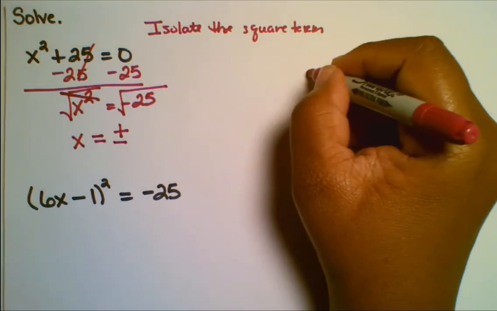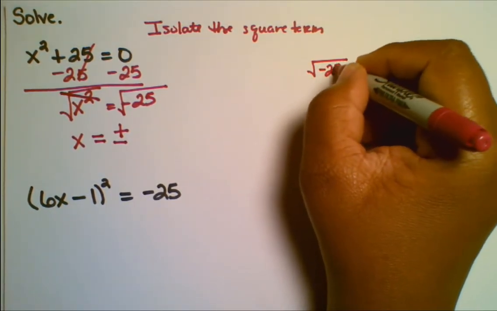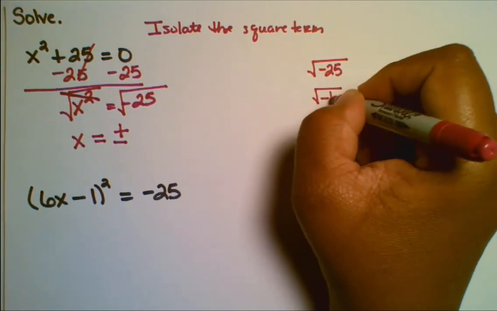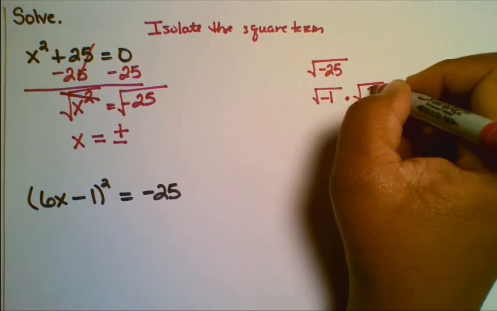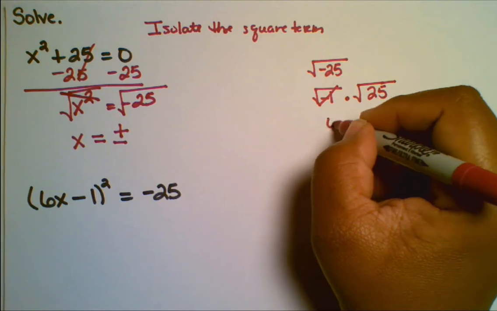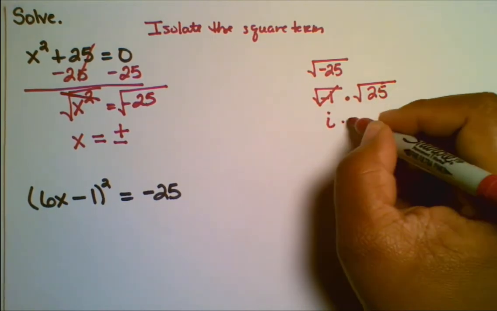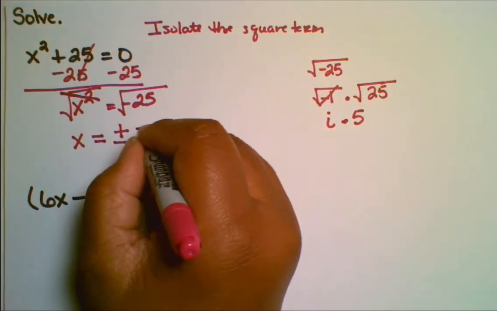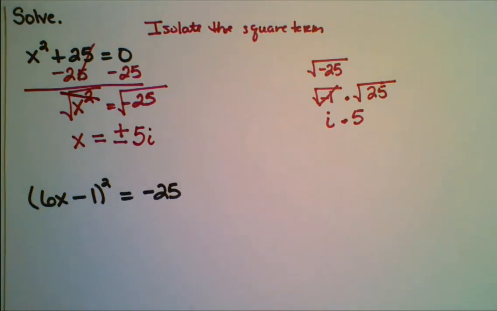Look at the square root of negative 25. We all remember this. What happens when there's a negative number under the radical? We're taking out the negative 1 factor. Take the square root of negative 1, which is i. Take the square root of 25, which is 5. Multiply those together, we have 5i.